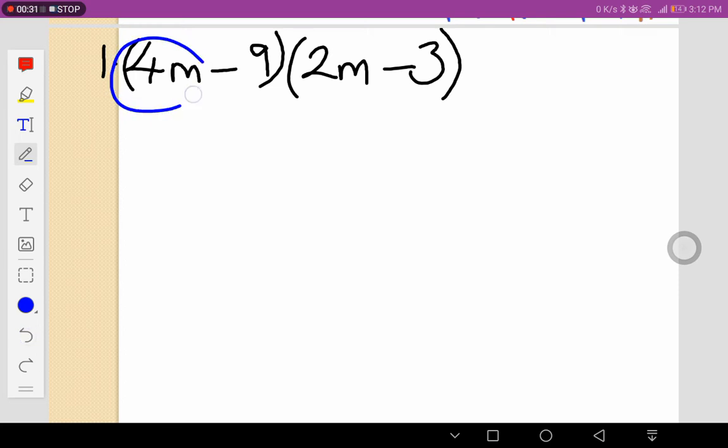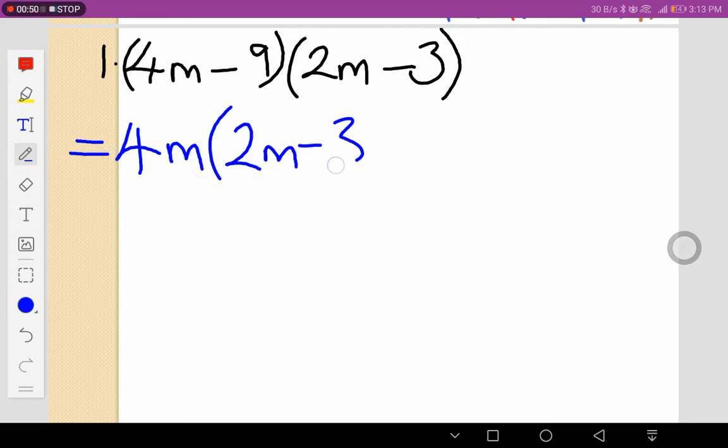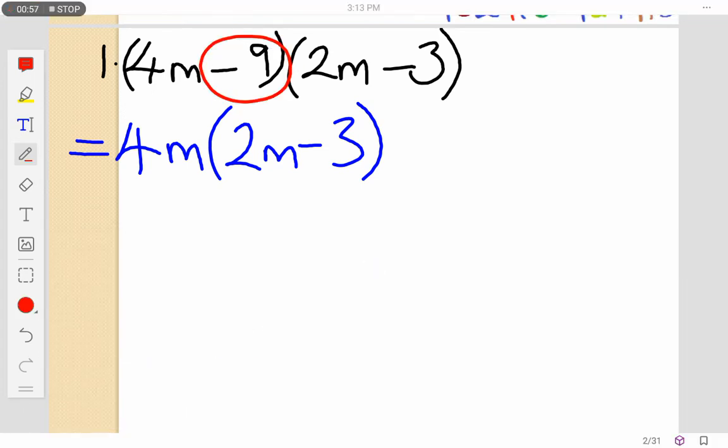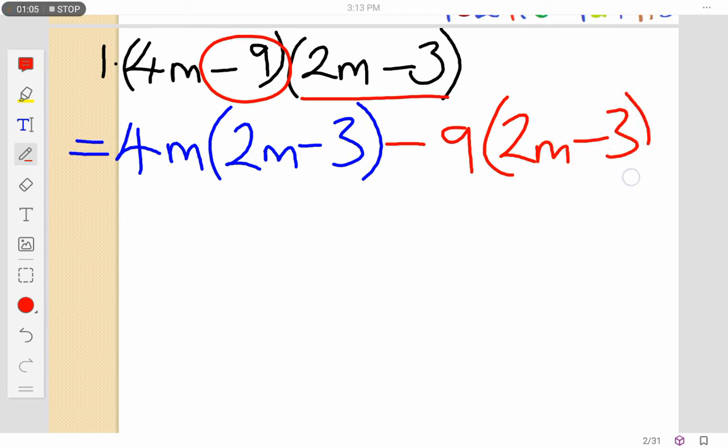So what you do, you take this number 4m with its sign and multiply these brackets. Then you take minus 9 and multiply again this other bracket. So let's do that. I'll start with 4m. This is equal to 4m multiplying 2m minus 3, like that. Then I'm going to take the next number, minus 9 as it is, multiplying everything there. So I'll have minus 9 multiplying 2m minus 3. Okay, like that. This way you won't make mistakes. Let's do that.